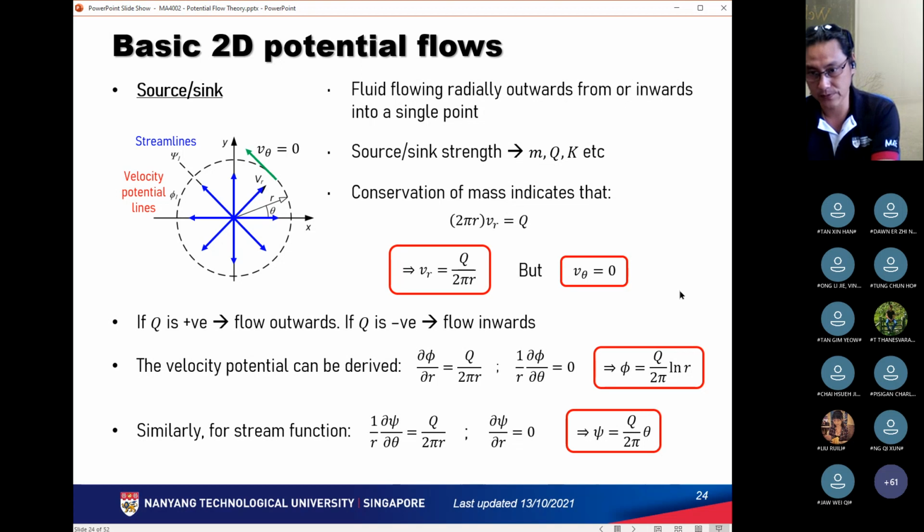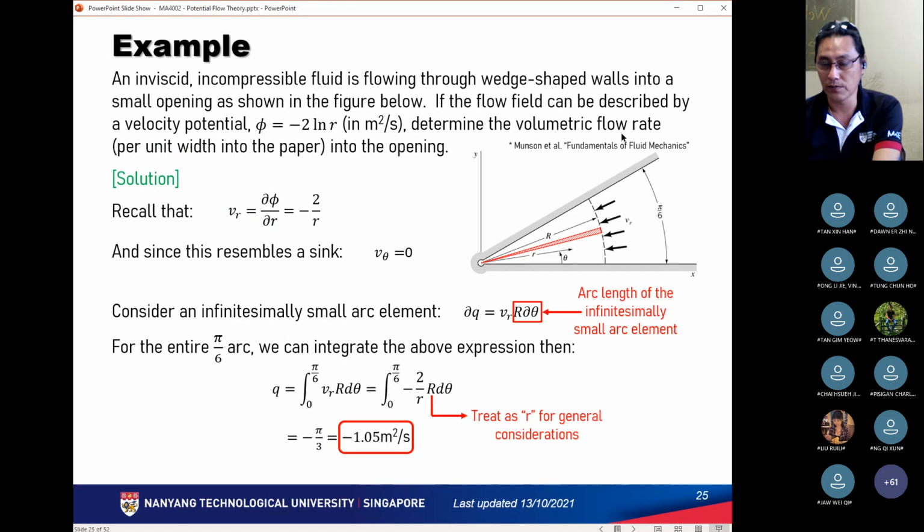But they are useful for some simple calculations, some estimates of very simple flow fields, as the next example will show us. With reference to the figure here, we have an inviscid incompressible fluid, and we're told that it is flowing through a wedge-shaped wall. So this is the wedge-shaped wall, like flowing into this slice of pizza, into this point, which is located at the origin of this XY coordinate system.